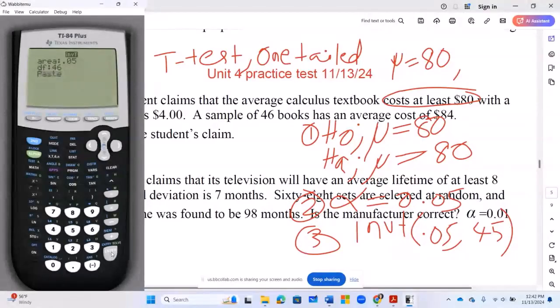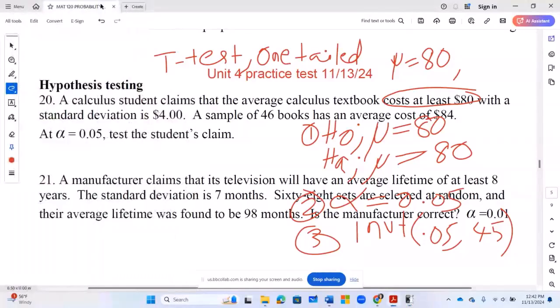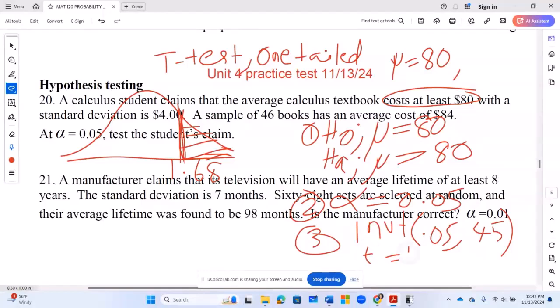Okay, and then I'm going to calculate. The critical value is negative 1.668. But I'm doing a right tail test, so I'll change it to positive 1.68. So I will draw a normal curve. Positive 1.68 is the boundary line between the rejection region and acceptance region. Since it's a right tail test, I change the sign. The normal curve is symmetrical.